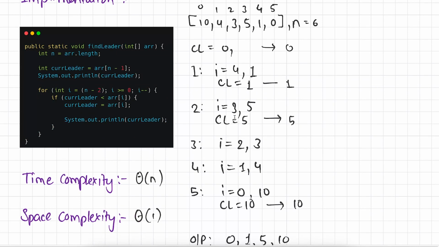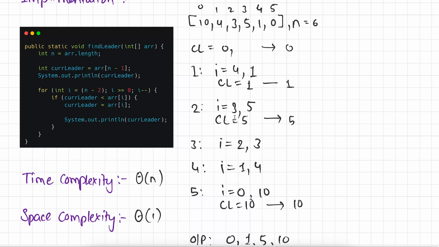Again, we have a same function that takes array as input. Now in this function, we are first storing the last element in the current leader variable, because the last element is always going to be the current leader, and we simply print it on the screen. And then we are running a loop from n minus 2 till 0.